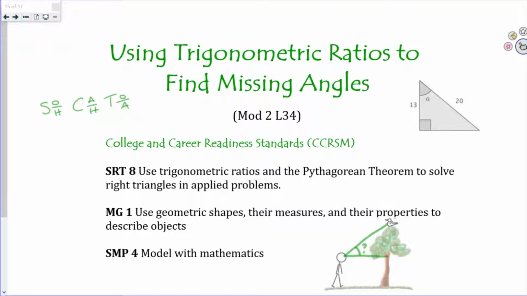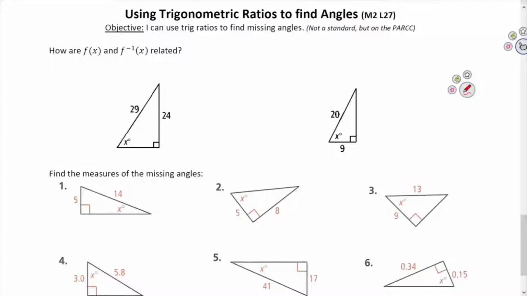This video is about using trigonometric ratios to find missing angles, and this video goes along with 3 CCRSM standards. Let's get started. First, let's go back to Algebra 1 and talk about this notation.